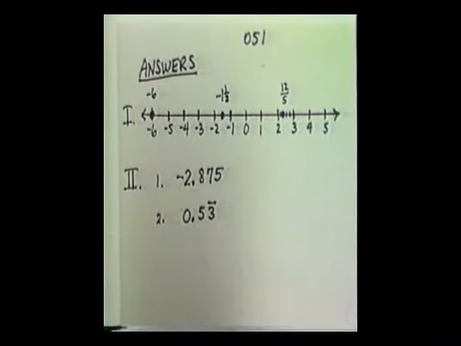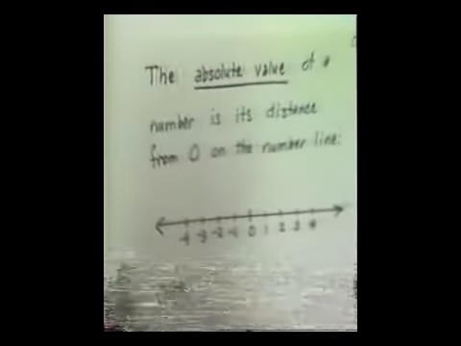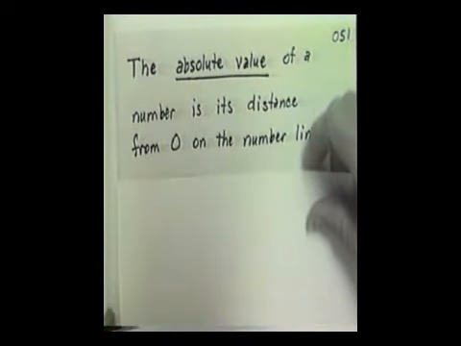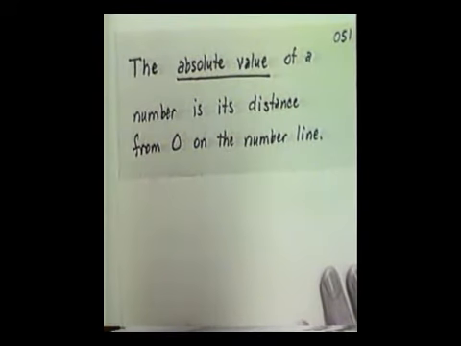Now that we're familiar with rational numbers, let's work on the 2 things that are in our objectives. The absolute value first. The absolute value of a number is its distance from 0 on the number line.